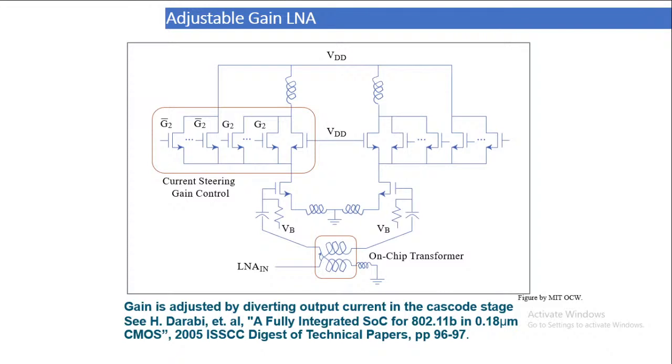Then adjustable gain. If you want to adjust the gain, increase the number of devices. Depending on the number of devices, the gain of the amplifier will be adjusted. So gain is adjusted by diverting output current in the cascode stage. So use a cascode device. So with that, we come to the end of the discussion now.